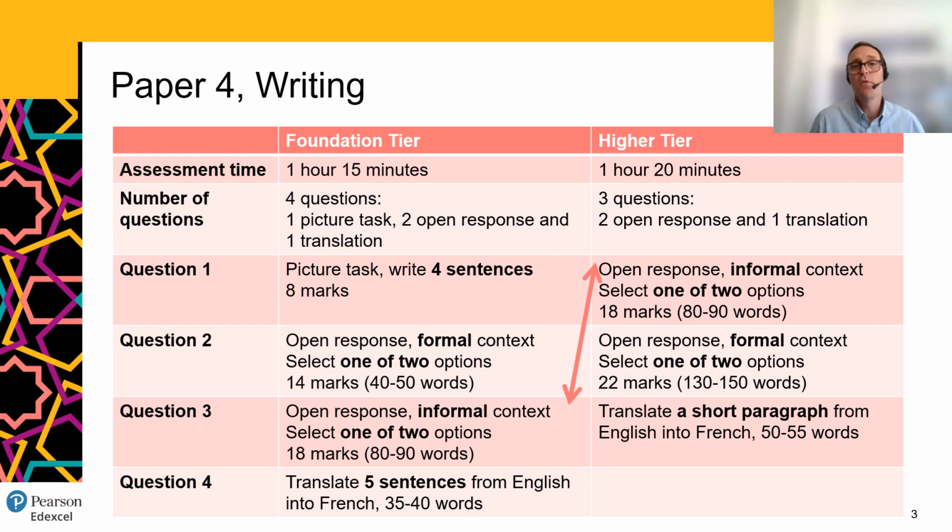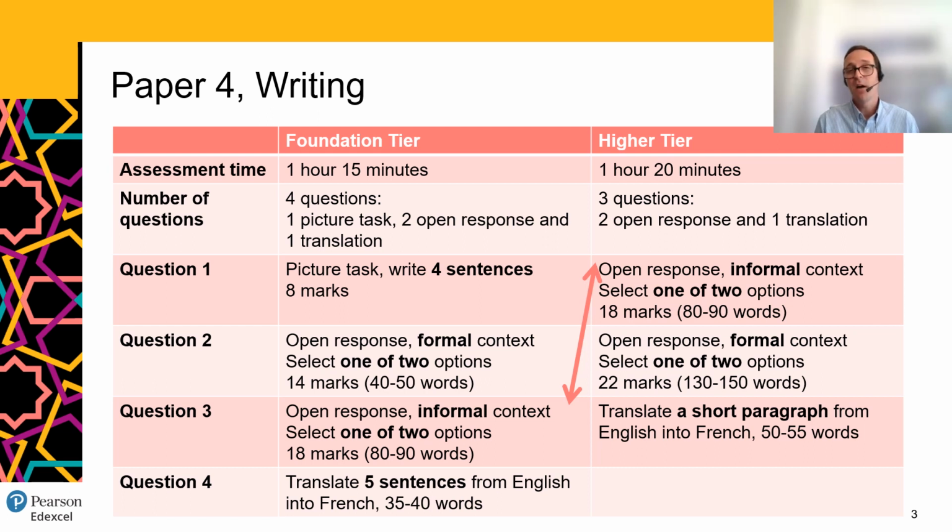Now here's a quick overview of the writing. So you've got the foundation tier and the higher tier here. You'll see in the foundation tier there are 4 questions. The first one, the picture task, is only in the foundation. It's a colour picture, and there will be 4 short sentences for the students to write.